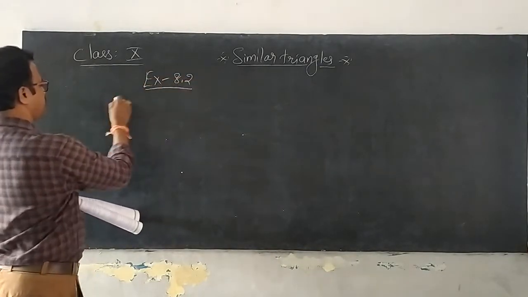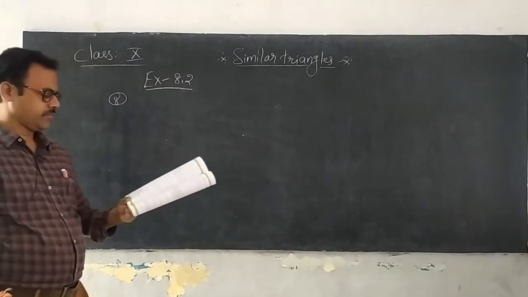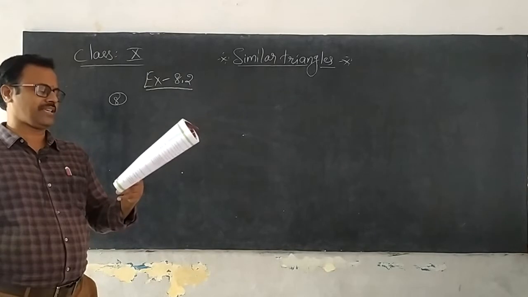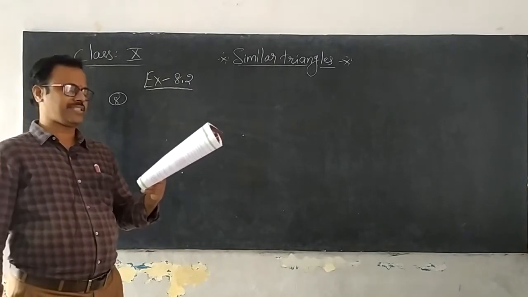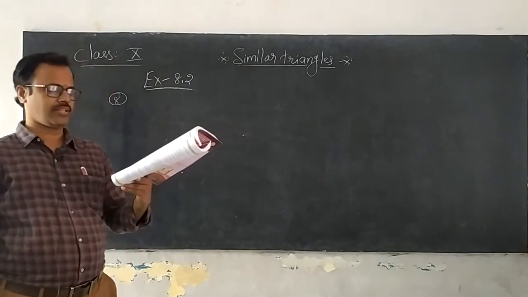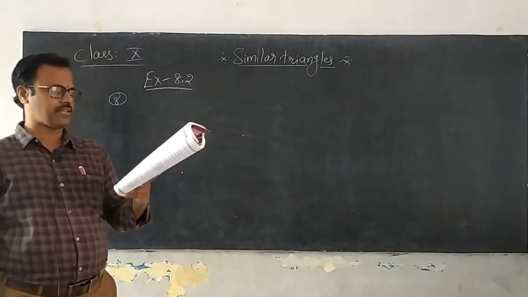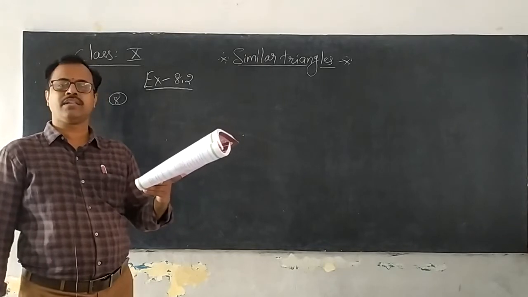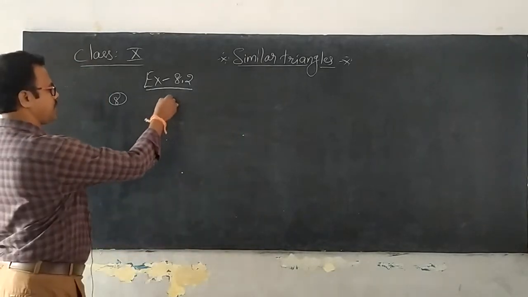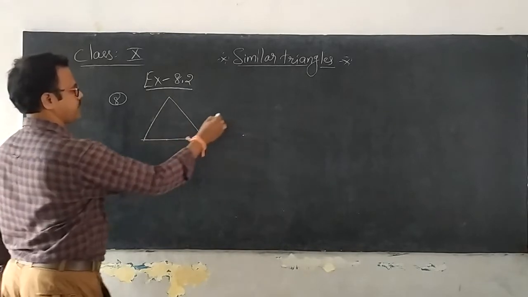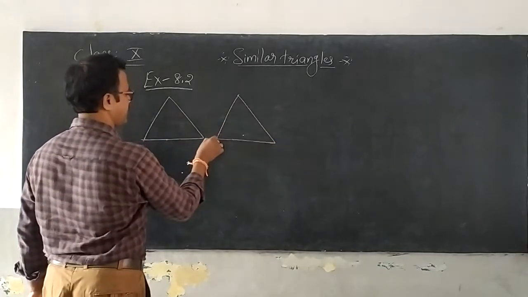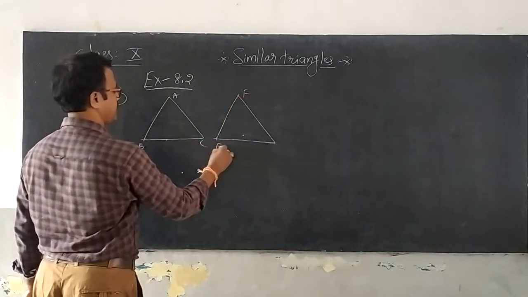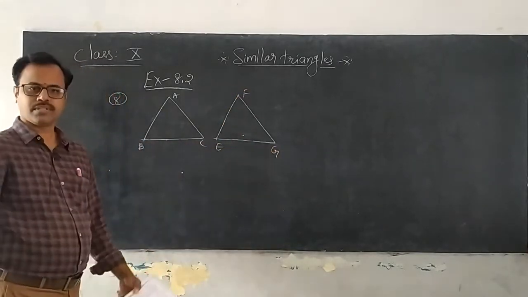Exercise 8.2, 8th question. CD and GH are respectively the bisectors of angle ACB and angle EGF, such that D and H lie on the sides AB and EF of triangle ABC and triangle FEG. So, triangle ABC and triangle FEG. Is it clear?